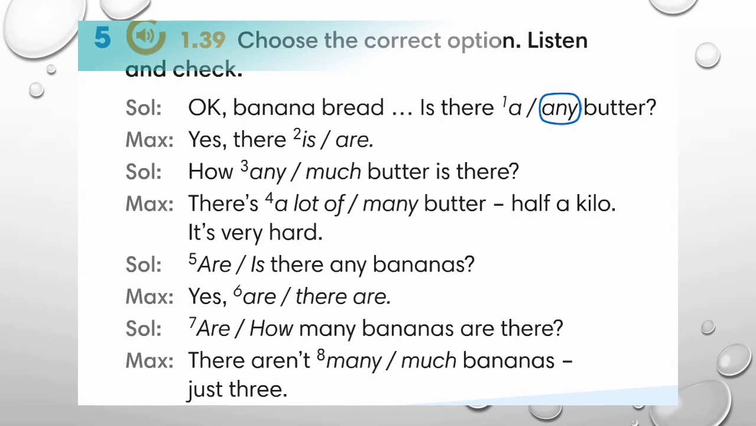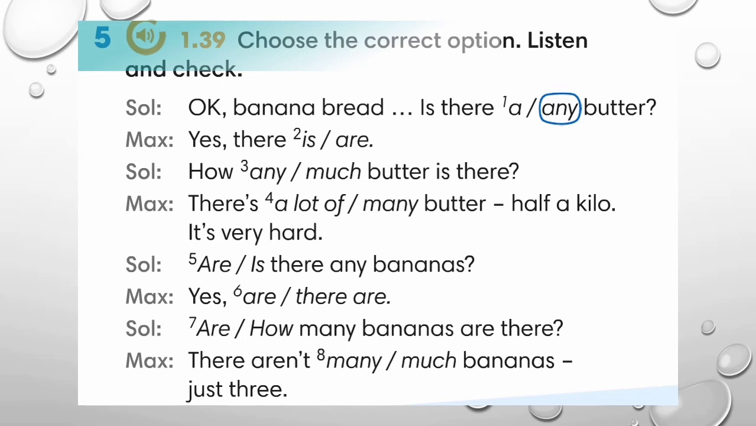Okay, banana bread. Is there any butter? Yes, there is. How much butter is there? There's a lot of butter. Half a kilo. It's very hard. Are there any bananas? Yes, there are. How many bananas are there? There aren't many bananas. Just 3. Ooh, I like bananas. Oh, now there are 2 bananas. Max!